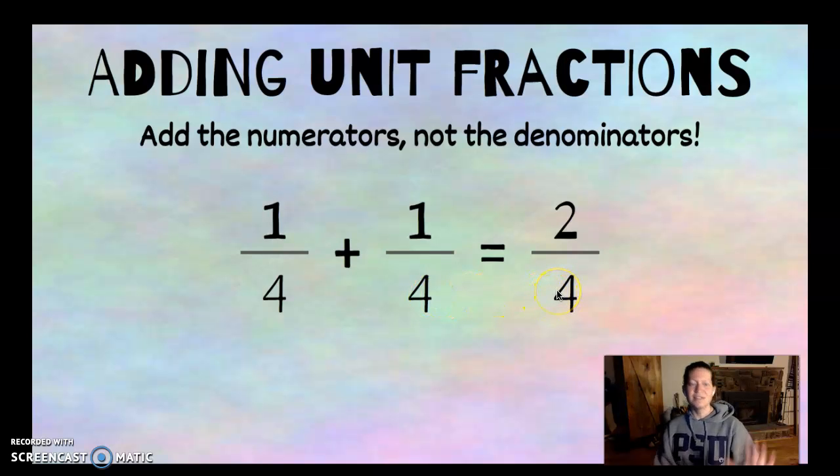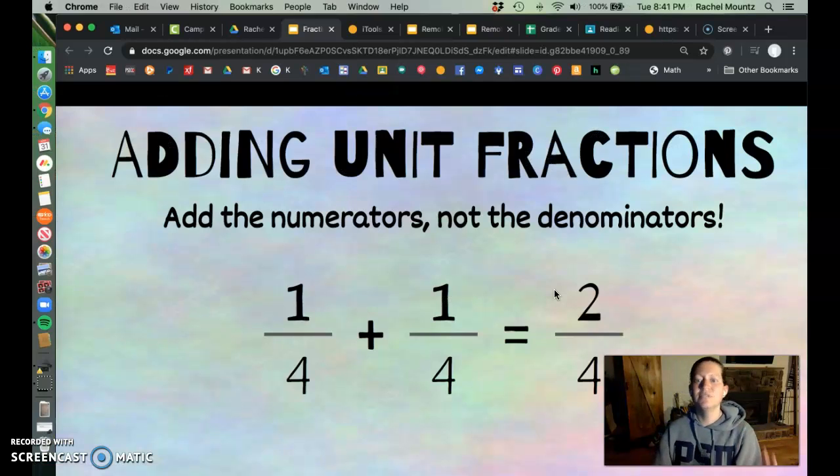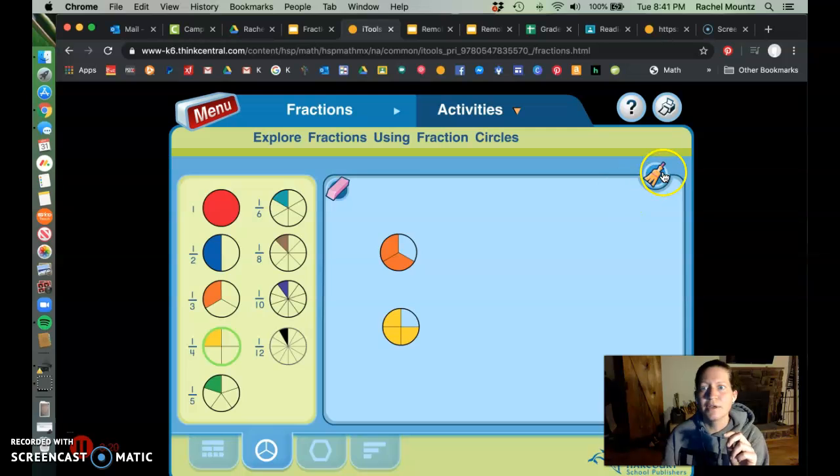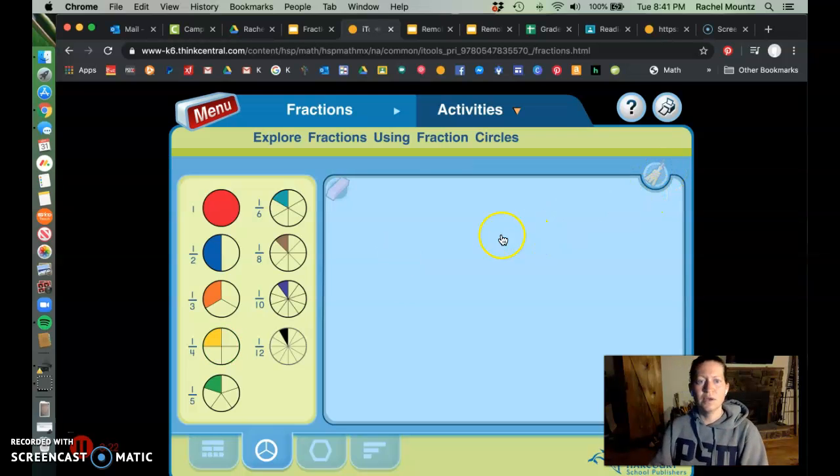Here's why. This is my favorite part about teaching this. I love teaching you guys why, because sometimes it's not easy to understand why we just add the numerators. Why not do anything with the denominators? Take a look. Okay, I'm going to clear this off. So let's do that same problem.